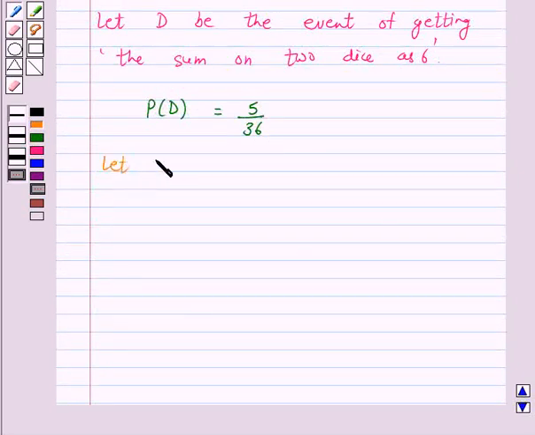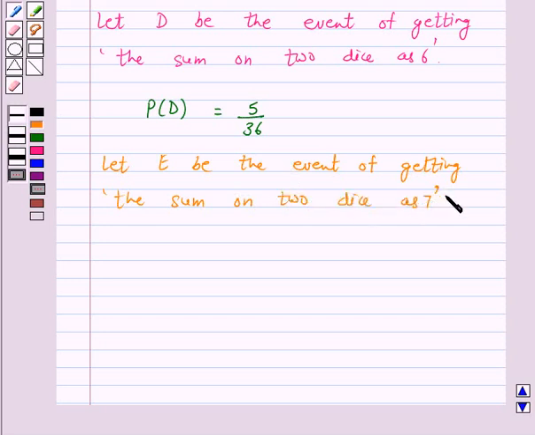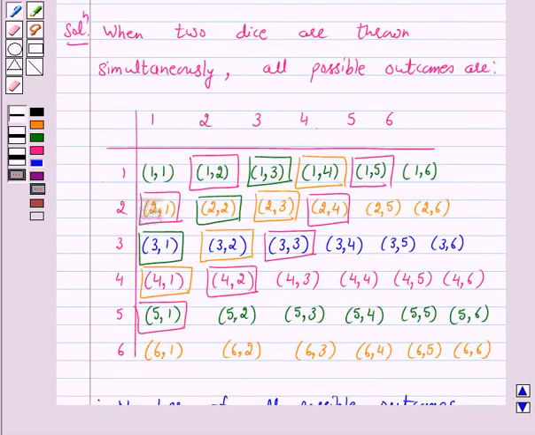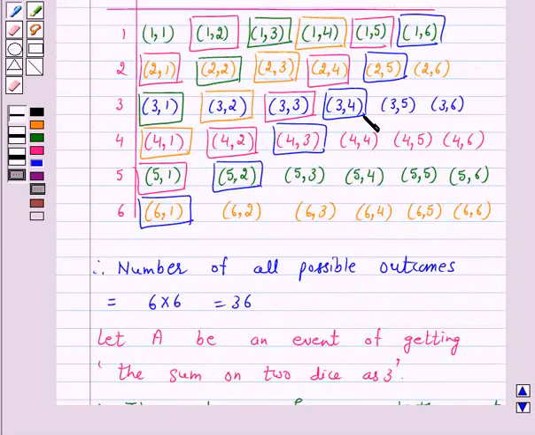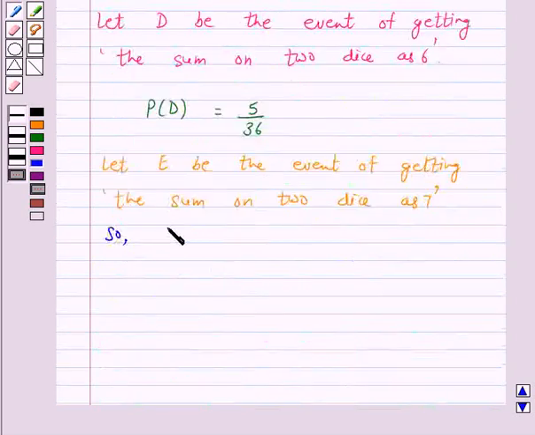Let E be the event of getting the sum on two dice as 7. So from this table, the outcomes favorable to the event E are 1, 6, 2, 5, 3, 4, 4, 3, 5, 2, and 6, 1. Hence, the number of outcomes favorable to the event E is 6. So, probability of the event E is equal to 6 upon 36.